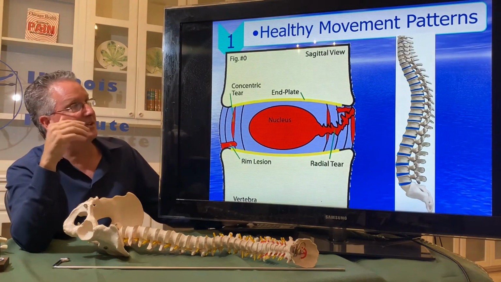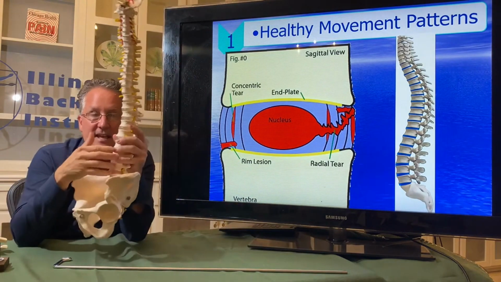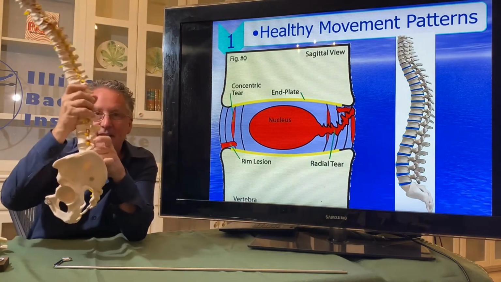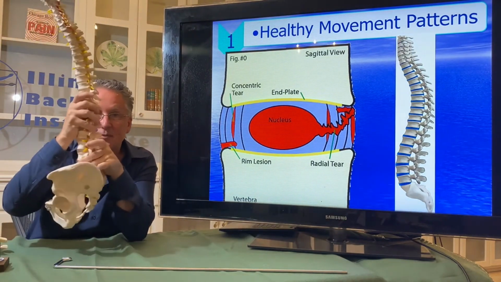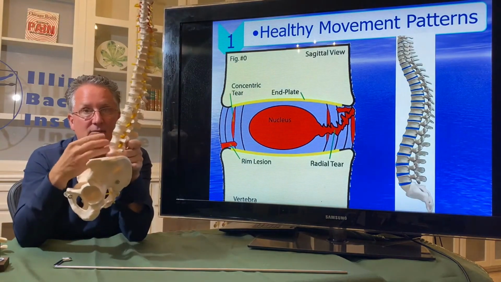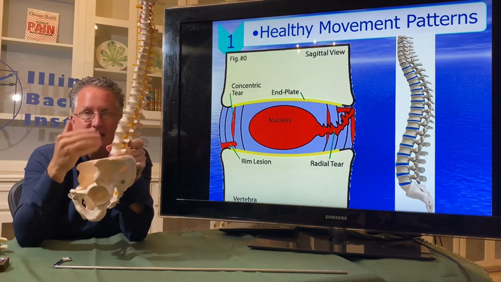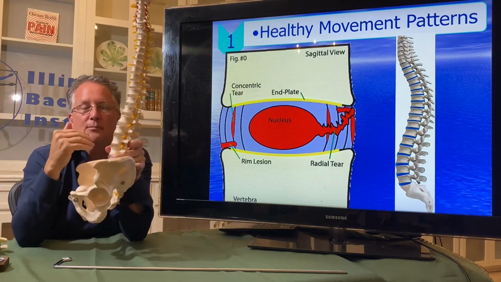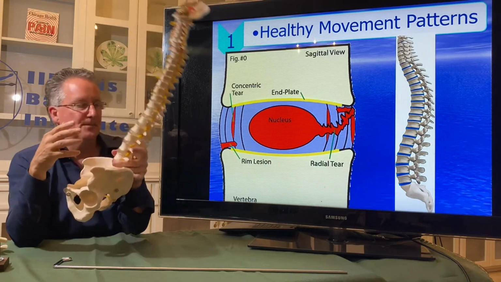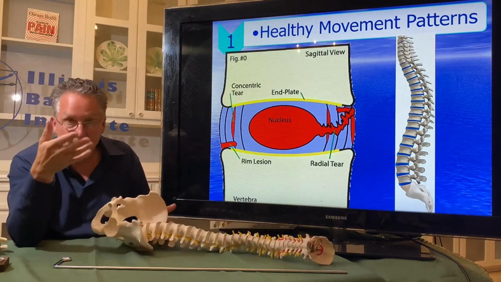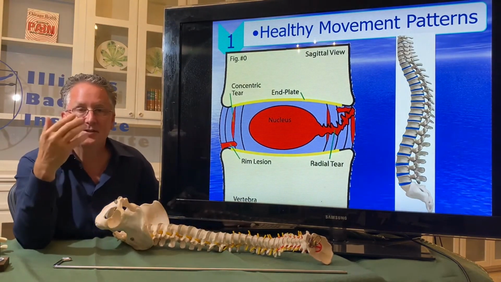Step number 1 is to make sure that you're moving properly. There are everyday activities: bending, lifting, twisting. Twisting catches a lot of people off guard, where I didn't think it was going to hurt. It's the everyday activities that, when you do them properly, allow the inflammation to go away, the pain to start to go away, the disc to start to heal.